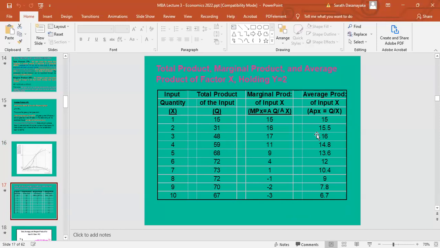Then you can see some data there. Sometimes in examinations we give this column and this column, and maybe in some column things are missing. Some are blank, and we ask you to fill it. Then you can see input, total product, marginal product, average product. It's simple mathematics, nothing else.